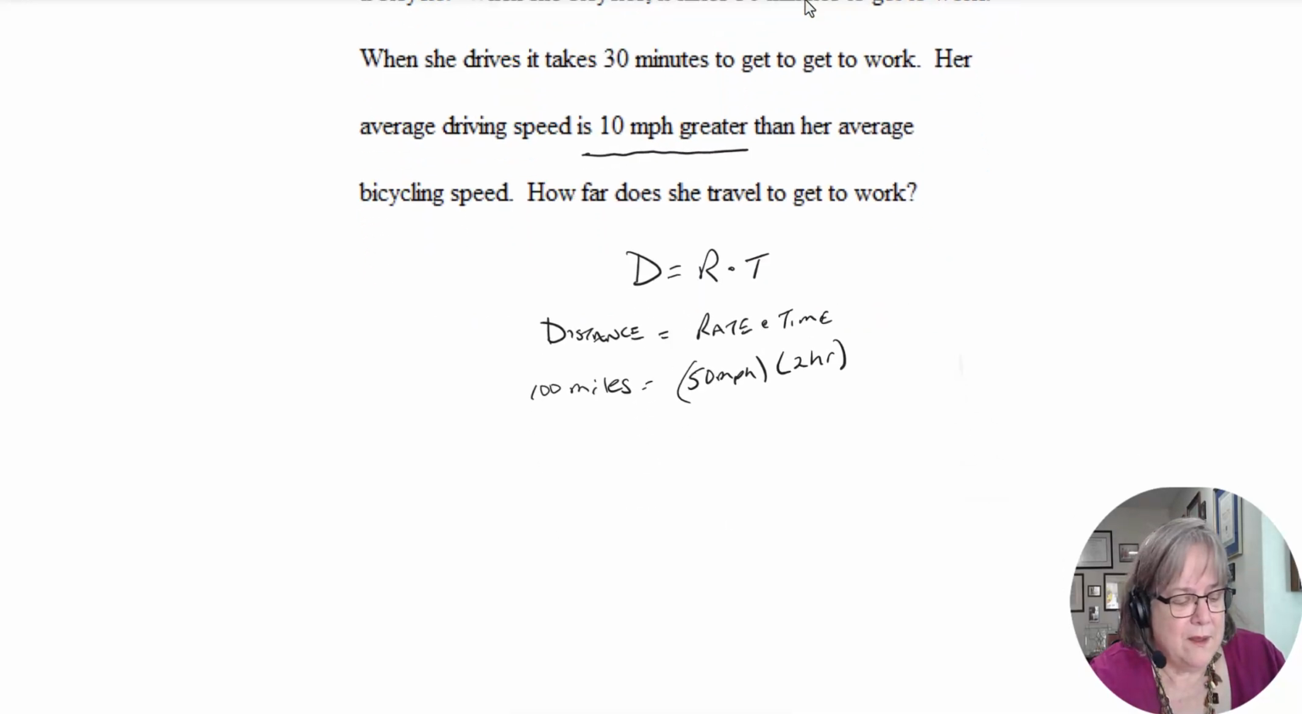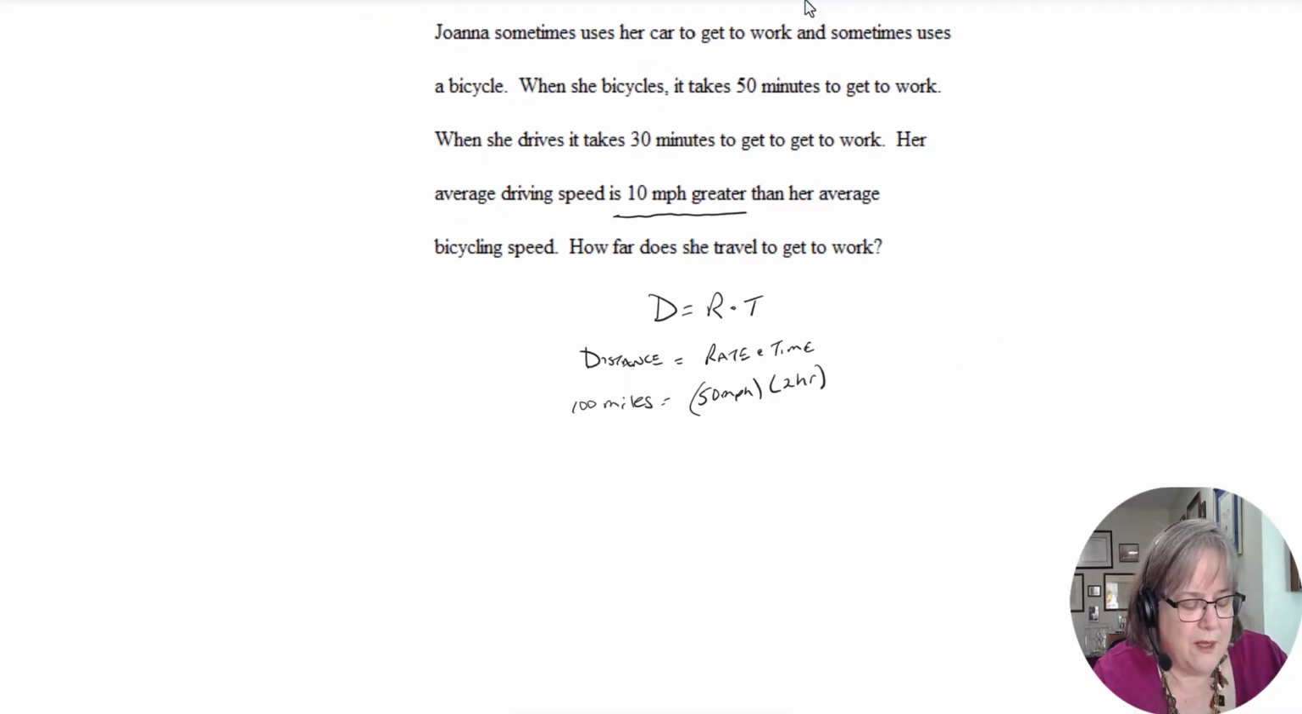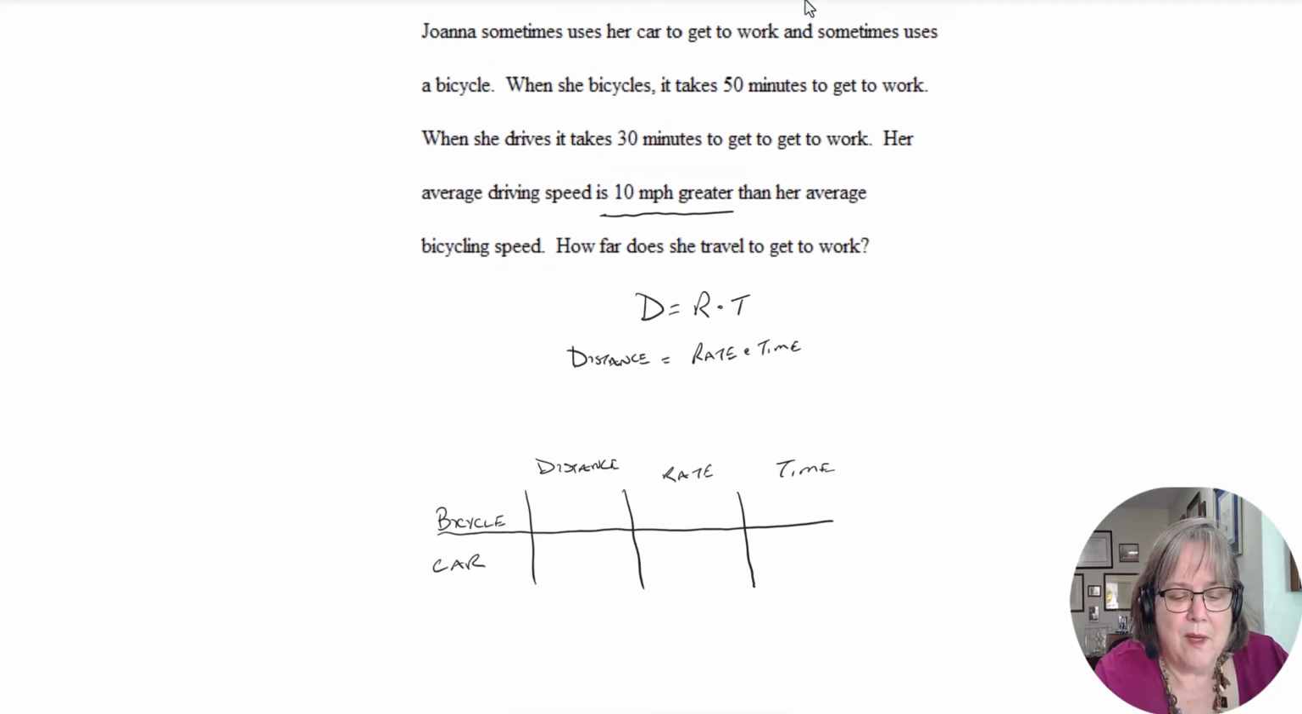Okay, so it often helps to make a little chart. So what we would have is we've got a bicycle and we've got a car. And we've got the distance they're going to travel. And we've got the rate. And we've got the time. So we're going to make little columns for this, and we're going to fill in what we know.